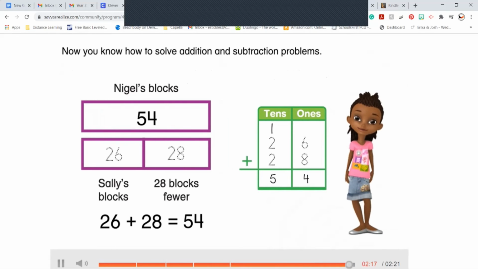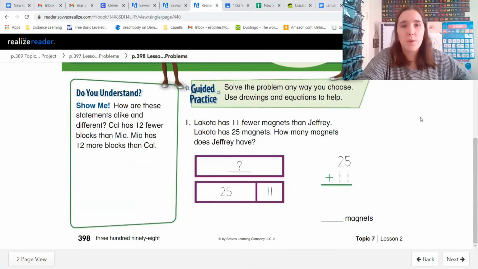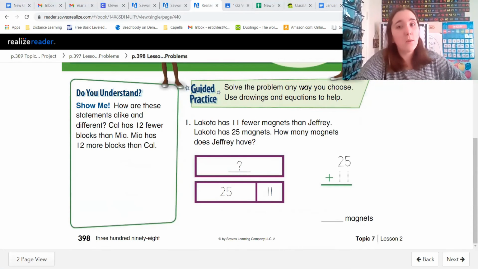Now you know how to solve addition and subtraction problems. Let's grab our workbooks and go do some practice. So make sure you're on page 398 in your workbook, and we're just going to do this guided practice problem together. Let's see what it says. It says solve the problem any way you choose. Use drawings and equations to help.